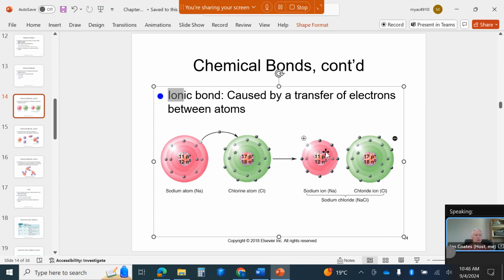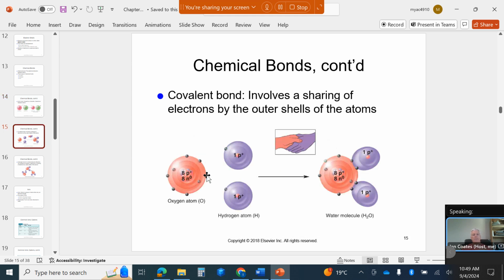This guy here lost an electron and became positive. 11 protons, 10 electrons. It has one extra positive charge, so it's positive. This guy here gained an electron. It had 17 protons, has 18 electrons. It has an extra electron. Ion, ion. Cation, anion. Positive, negative.